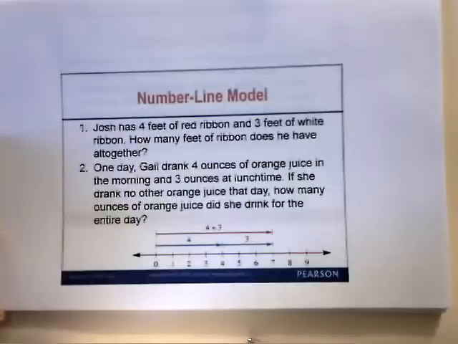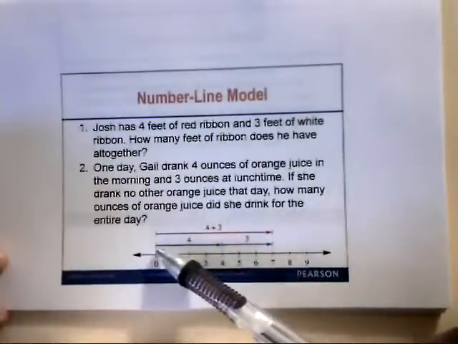Another model for addition would be the number line model. Take a look at these two situations here. Josh has 4 feet of red ribbon and 3 feet of white ribbon. How many feet of ribbon does he have altogether? Or another situation would be one day, Gail drank 4 ounces of orange juice in the morning and 3 ounces at lunchtime. If she drank no other orange juice that day, how many ounces of orange juice did she drink for the entire day? Now, in both situations, we're adding the 4.